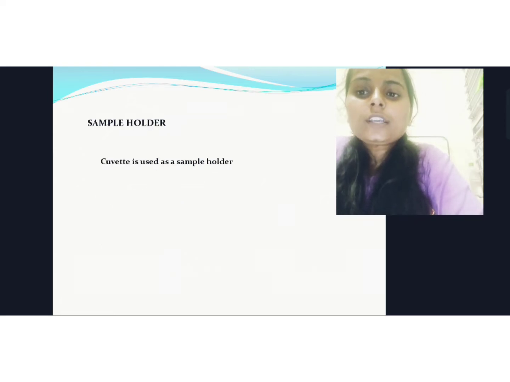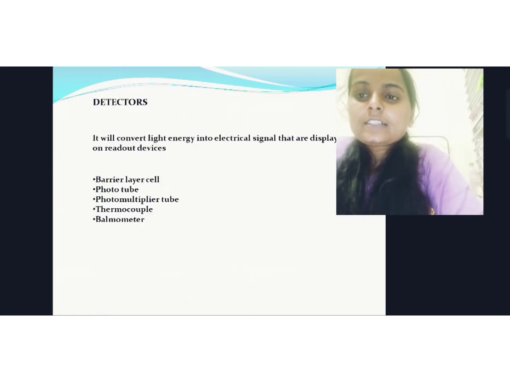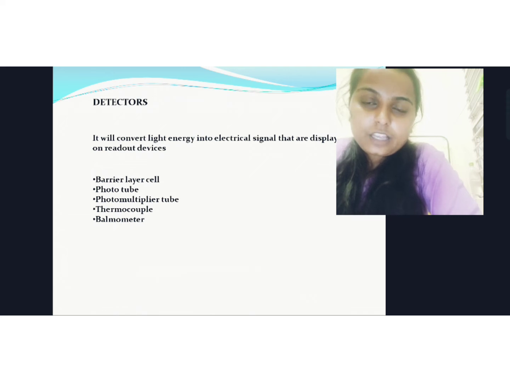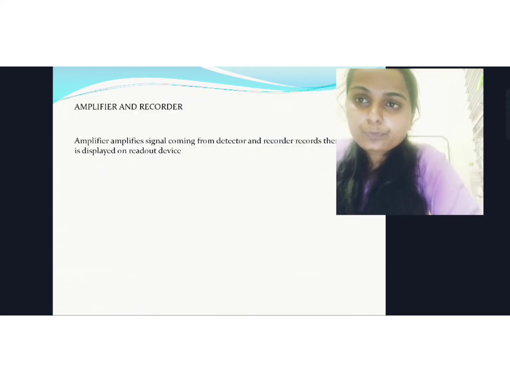Sample holder. A cuvette is used as the sample holder here. Detectors will detect and convert light energy into electrical signals that are displayed on readout devices. There are detectors such as barrier layer cell, phototube, photomultiplier tube, thermocouple and bolometer. Several types of detectors can be used, but the most commonly used detector is the photomultiplier tube.